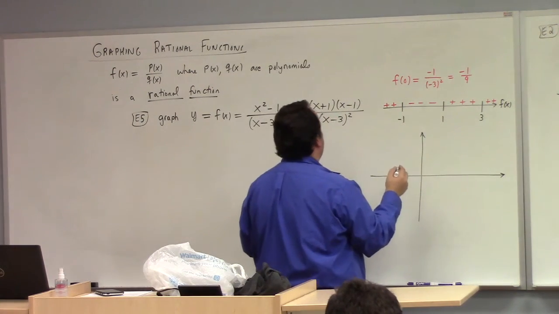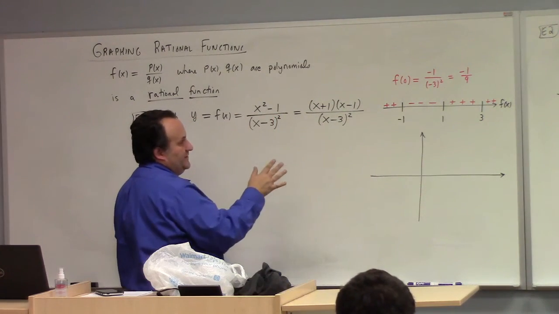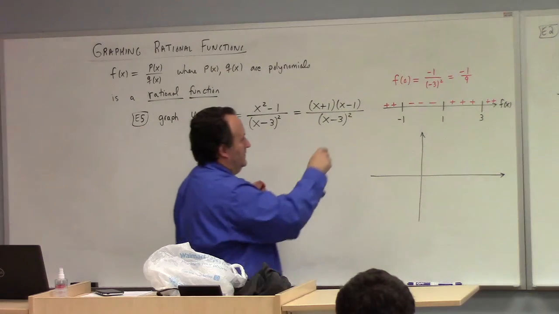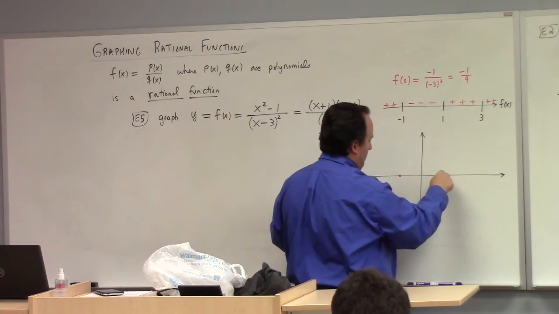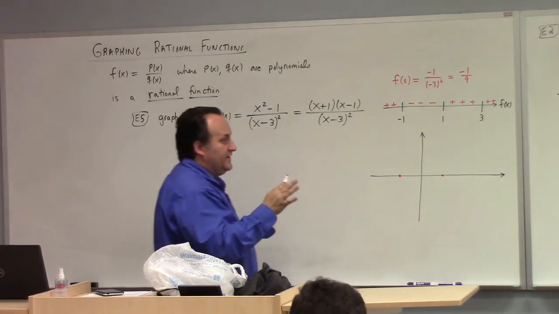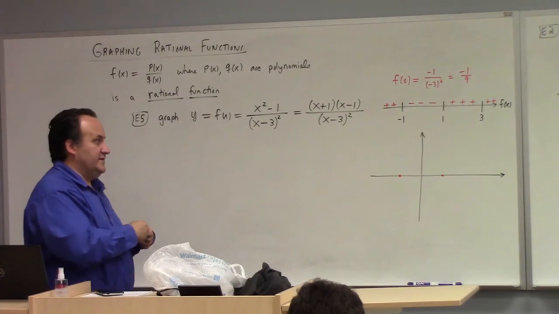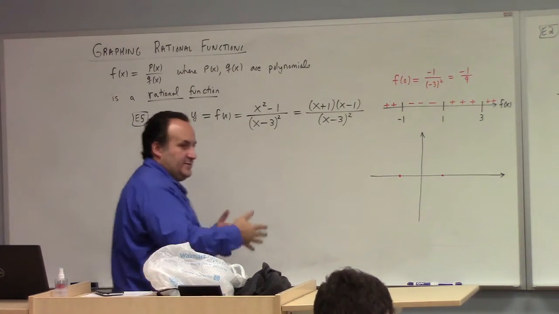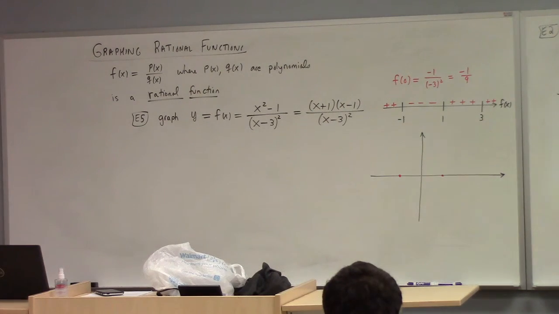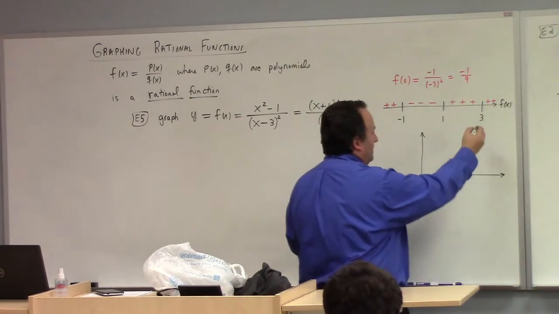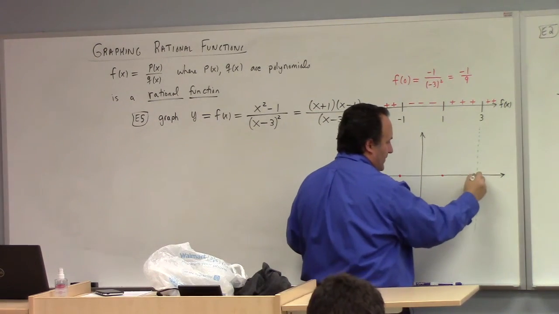All right, so let's see here. There is an x-intercept at minus 1, and there's an x-intercept at 1. Right? But at 3, something different happens. At 3, we have division by 0, right? So at 3, there's a vertical asymptote for the graph. So I'll draw a dotted line there at 3. Okay? 3.